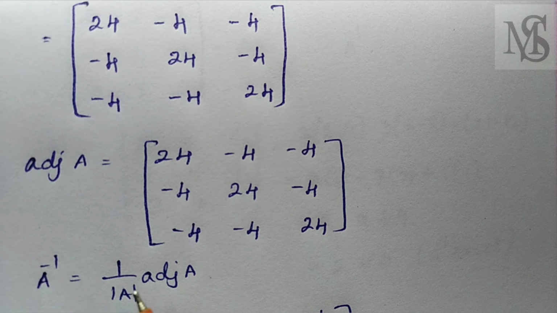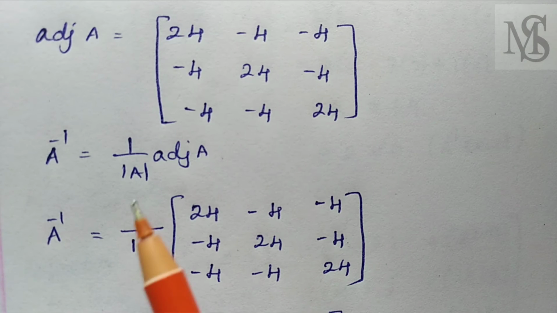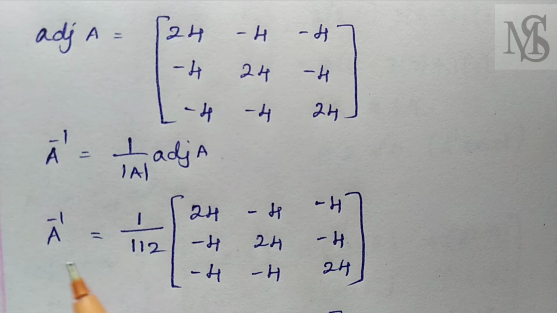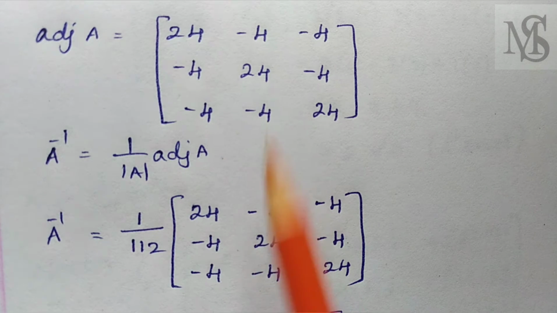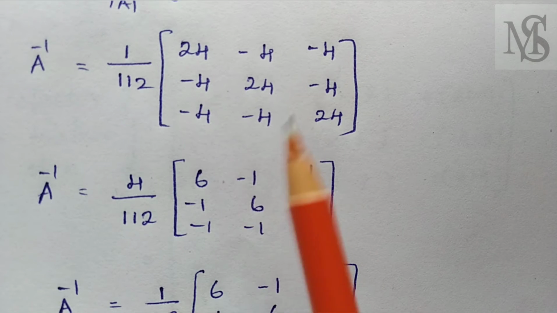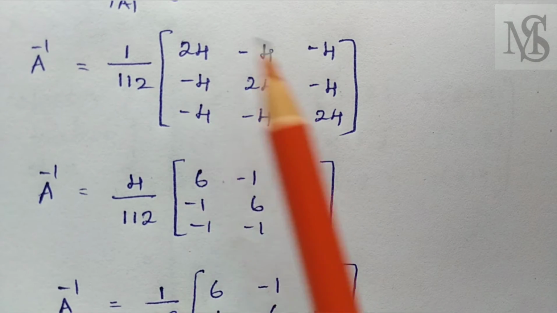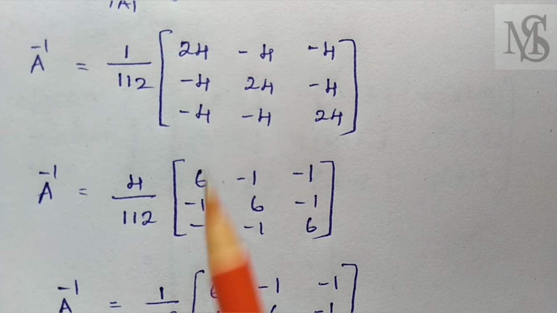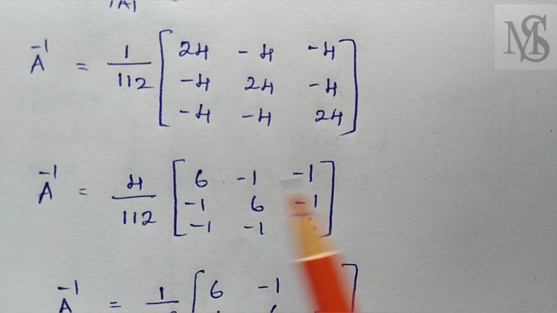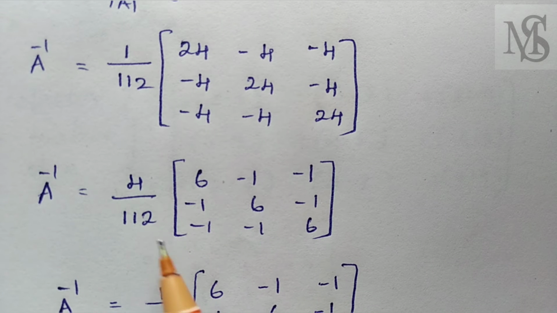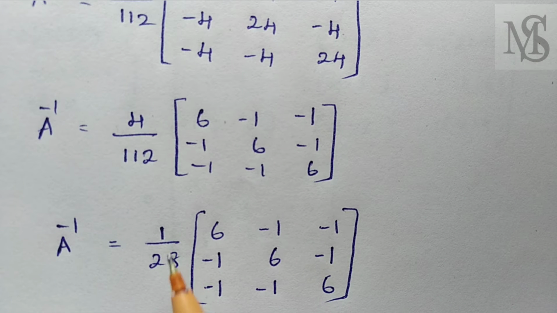So A inverse is equal to 1 by modulus A into adjoint A is the formula. Now we have to substitute the values in the formula, that is A inverse is equal to 1 by modulus A value 112 into the adjoint A matrix, written as it is here. In this matrix 4 is a common value. If we take 4 outside, 4 into 6 is 24, so 6 will be inside, 4 into -1 is -4, so -1. So 6, -1, -1, -1, 6, -1, -1, -1 and 6. This is the matrix. If we take 4 outside, by cancelling we get 1 by 28, that is A inverse is equal to 1 by 28 into the same matrix. This is the answer of A inverse.